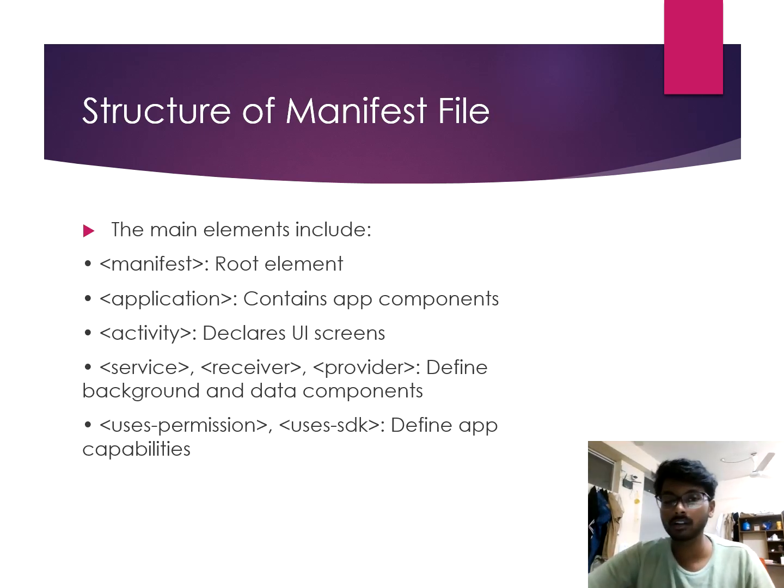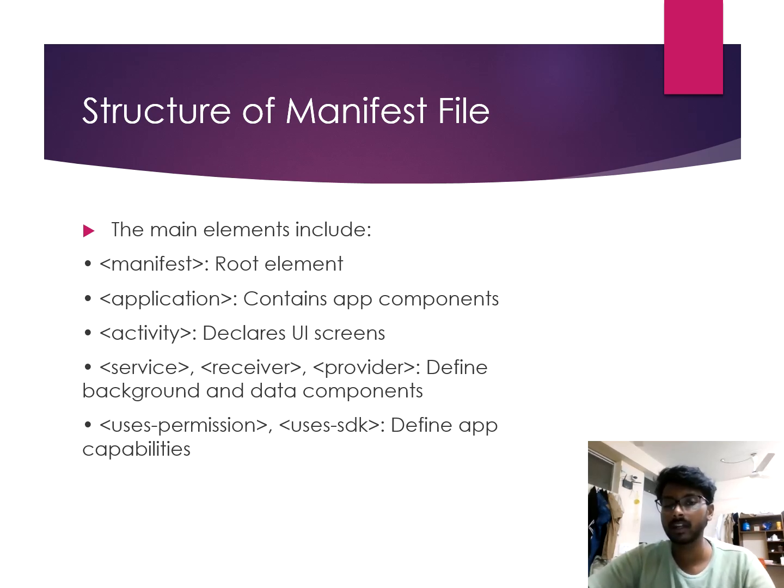As we have gone through the purpose of the manifest file, we learn about the structure of the manifest file. So the main elements include manifest, which is the root element, application, which contains the app components, and activity, which declares UI screens. Then there are service, receiver, and provider, which define background and data components. And uses-permission and uses-sdk define app compatibility.